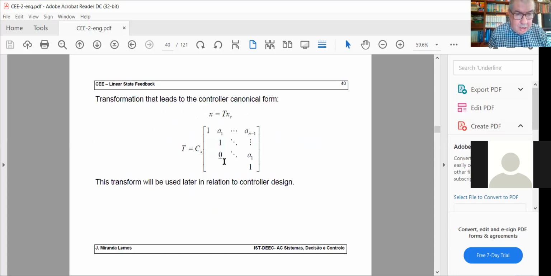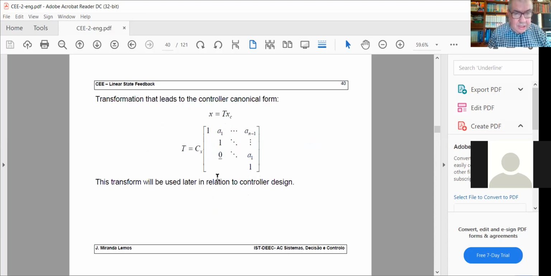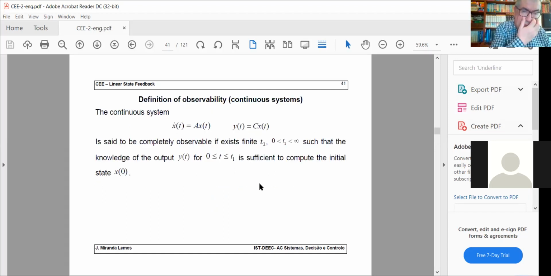In particular, if you want to relate any third order system or nth order system which is controllable to the controller canonical form, you can use this transformation given in this way, because this is the inverse of the controllability matrix. Okay, remember that the controllability matrix is this inverted, so the inverse is just this matrix here. Okay, so this is something that we are going to use later.